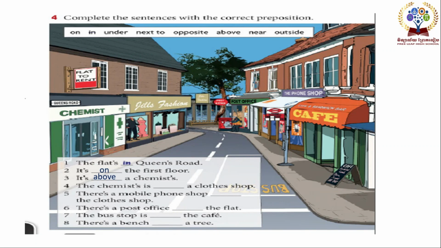Number 4, the cafe is next to a clothes shop. Number 5, there's a mobile phone shop opposite the clothes shop. Number 6, there's a post office near the flat. And number 7, the bus stop is outside the cafe. And number 8, there's a bench under the tree.